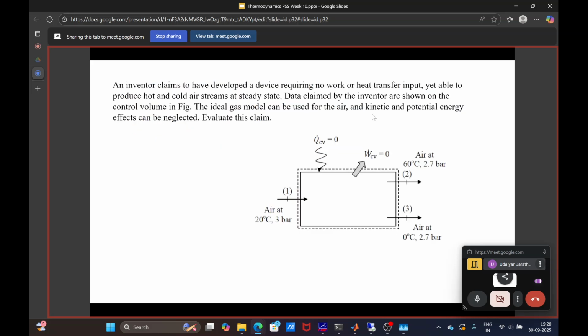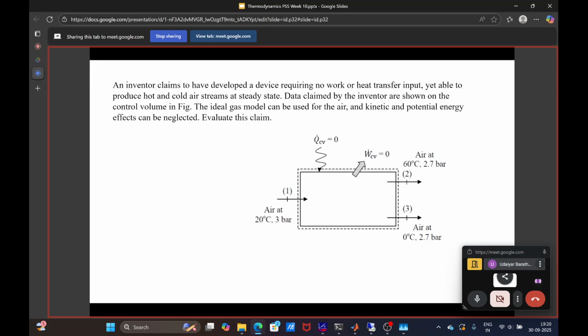I think this is the final problem for today which I have prepared. The question states, an inventor claims to have developed a device requiring no work or heat transfer input, yet able to produce a hot and cold air stream at steady state. The data claimed by the inventor are shown on the control volume in the figure. The ideal gas model can be used for the air, and kinetic and potential energy can be neglected. So evaluate this claim.